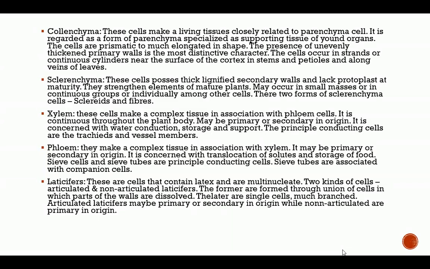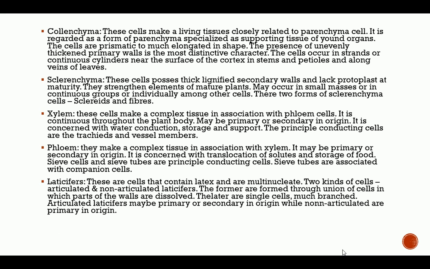Also, the xylem is another type of cell. These cells make up a complex tissue in association with phloem cells. It is continuous throughout the plant body and may be primary or secondary in origin. It is concerned with water conduction, storage, and support. The principal conducting cells are the tracheids and vessels. We have the phloem as well, which is made up of sieve tubes and sieve elements. It is concerned with the translocation of solutes and stored food, and it also has associated cells such as the companion cells.